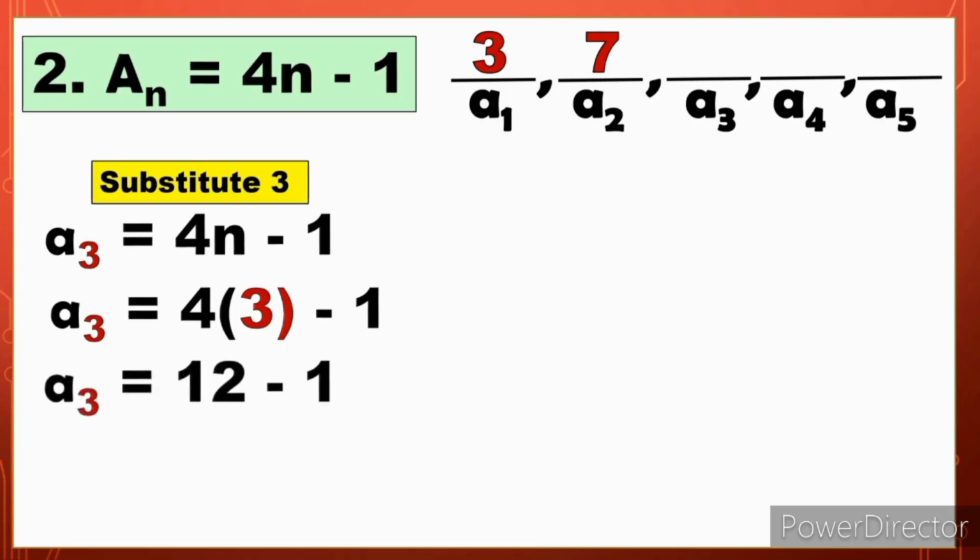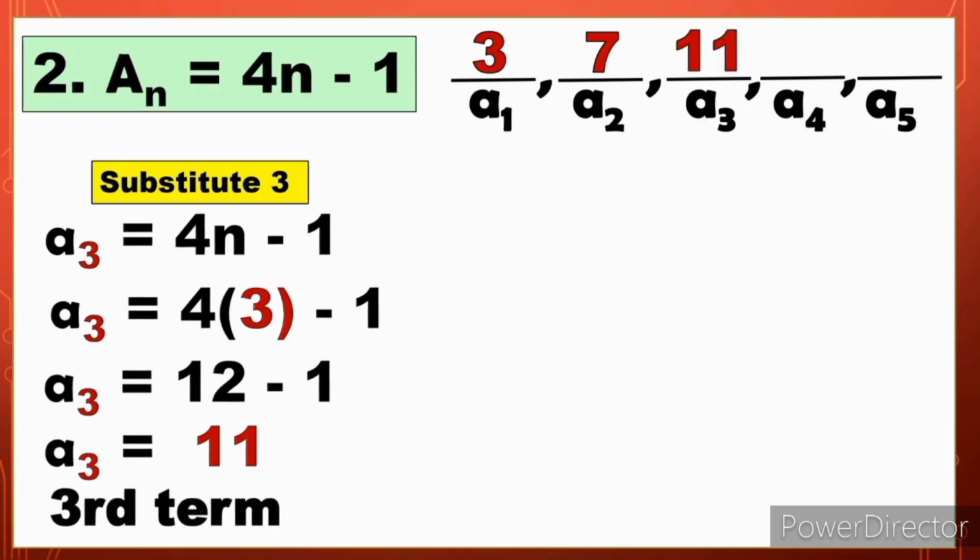So, we have now a sub 3 equals 12 minus 1. And 12 minus 1 is 11. So, a sub 3 is 11. And that is our third term. And to find the fourth term, a sub 4, we substitute 4.